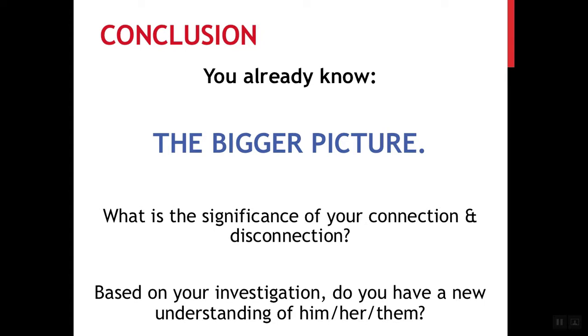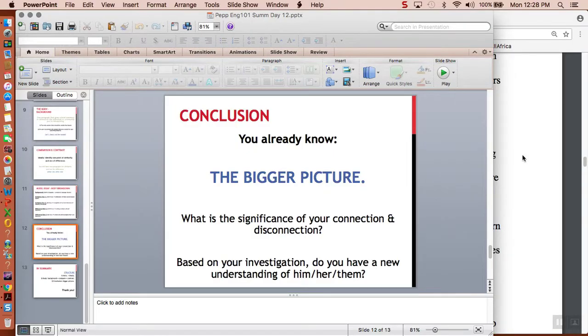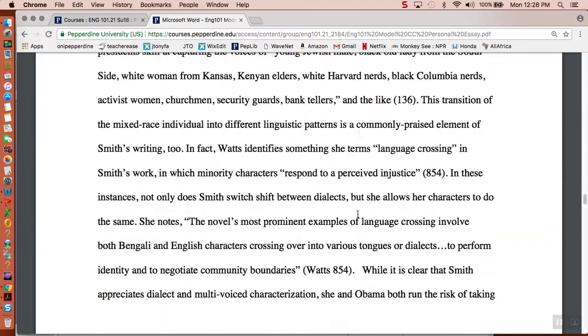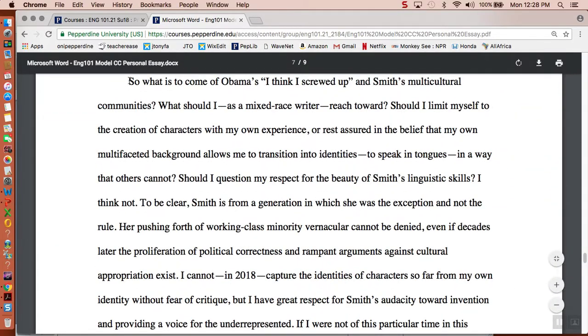Very briefly, the conclusion, as you guys know, is just going to be the bigger picture, right? So I said two things to think about. What is the significance of your connection and disconnection? And then based on your investigation, do you have a new understanding of him, her, or them? So I'm not going to show you the entire conclusion here, but you can take a look at it, right? I kind of go back to where I started.